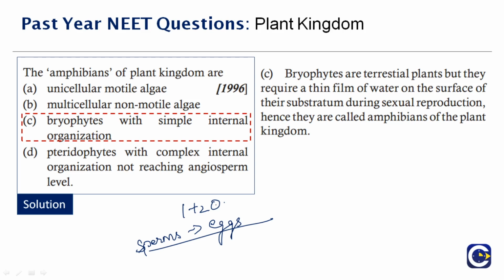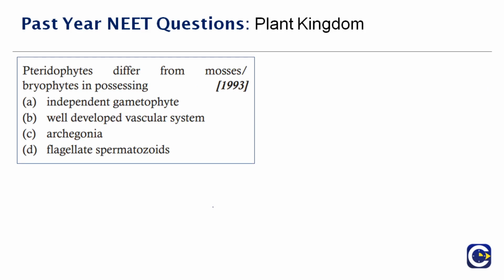Let's move to the next question. Read the question here. Pteridophytes differ from mosses, bryophytes, in possessing dash. This question was asked in the year 1993. Here they are asking us what could be the difference between mosses or bryophytes. What do they possess? So what do you know about this?